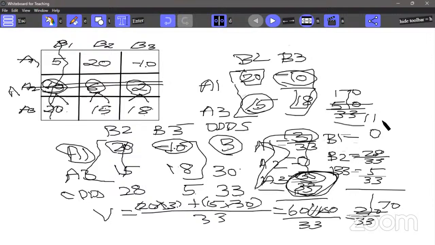This value of the game is nothing but the profit which the maximizing player gets. 170 by 11 is the profit which A will get, and this is the loss which B will incur. Okay. What do you mean by value of the game? It is the profit which the maximizing player gets, if both the players are playing the game in a fair way.